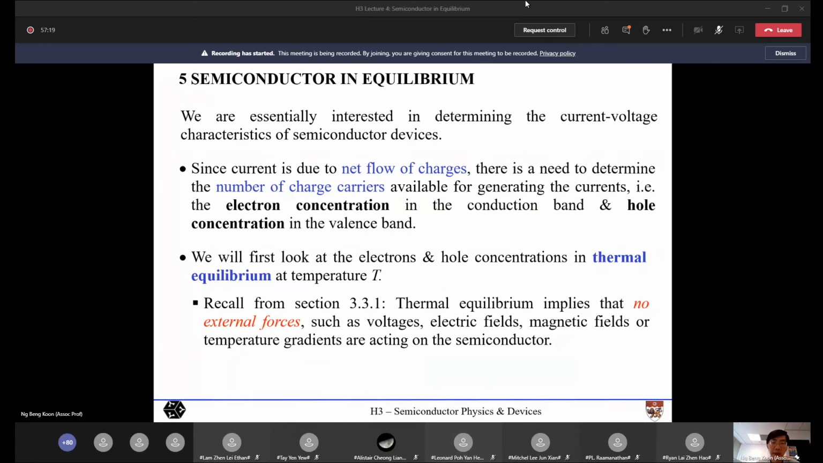So the number of free carriers in the semiconductor is an important parameter that we need to know how to calculate. All right. So as I mentioned, there are two concentrations that we need to worry about. The first is your electron concentration in the conduction band, because these are the guys that will move when you have a force. And the movement will result in current.